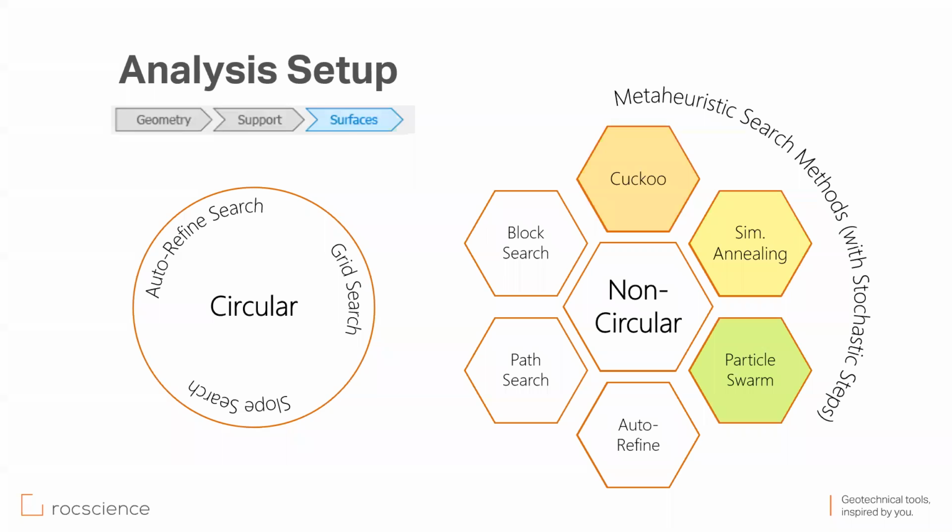And for the non-circular, we have 3 meta-heuristic search methods that are global optimizations to calculate factor of safety. Called cuckoo search, simulated annealing, and particle swarm. Very weird names because we brought them from different fields, from chemistry, from other fields. But these are non-linear solvers using optimization. So basically, the factor of safety equation is non-linear, and these are non-linear solvers. So why not use them for the calculation of the factor of safety?